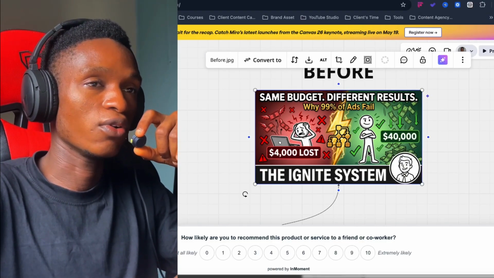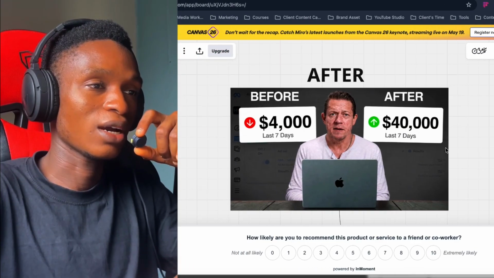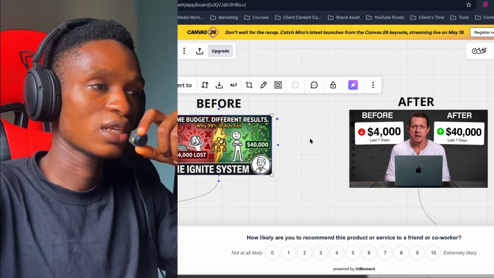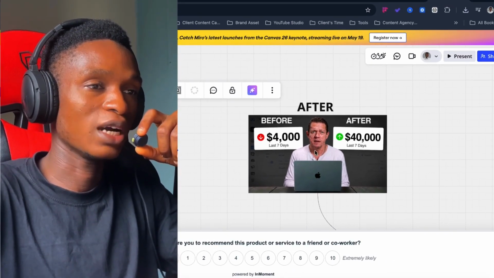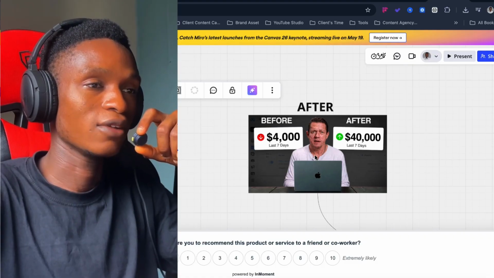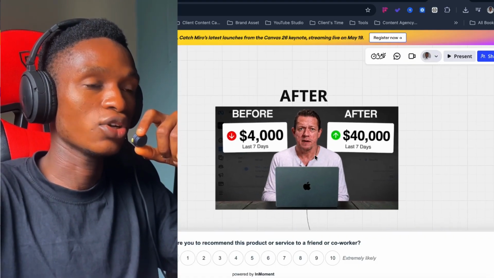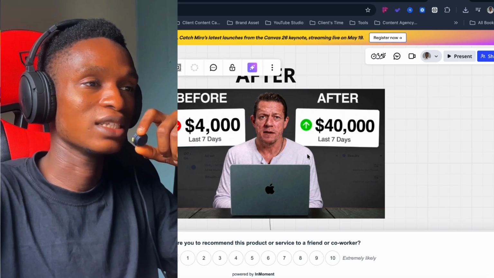Now this is the before and now this is the after. I want you to compare both. Now this looks more human because I added his picture here, and when you look at it, you can tell that this is before and after.